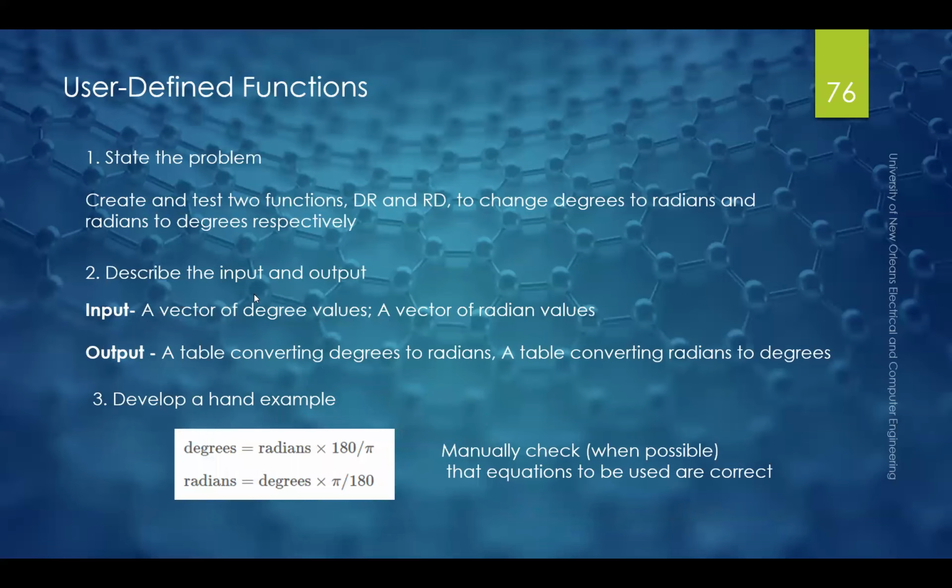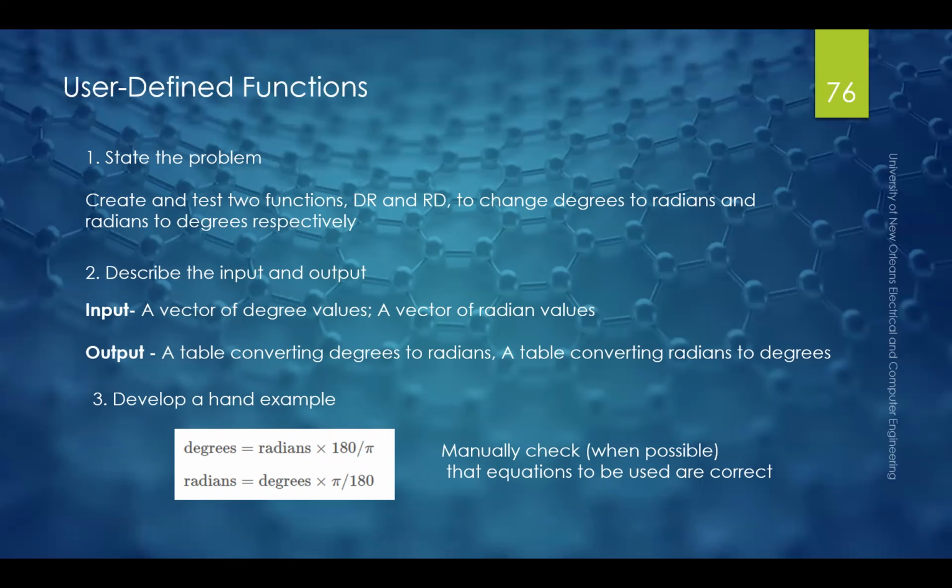So let's look at one example here. We're gonna create a couple of user-defined functions, and we're gonna state the problem first. The problem is to create and test two functions. They're called dr and rd, to change degrees to radians and radians to degrees, respectively. Obviously, we have built-in functions in MATLAB that can do this easily, right? But this is just to show you, if we didn't have something like that, how you can do it rather quickly.